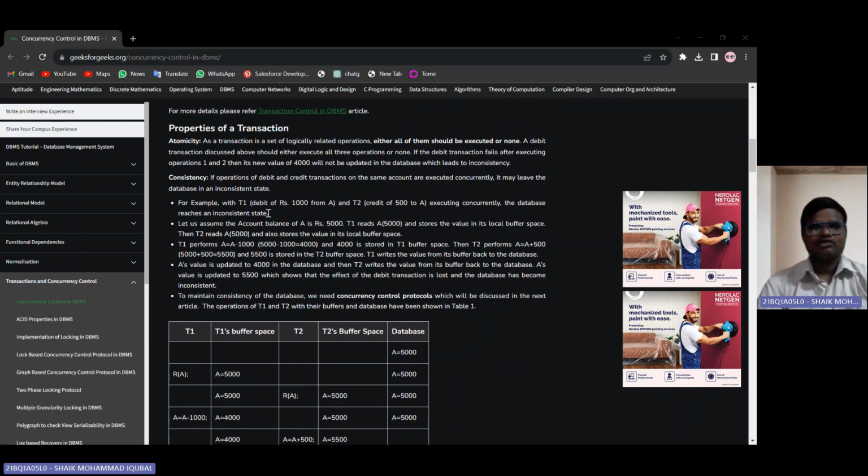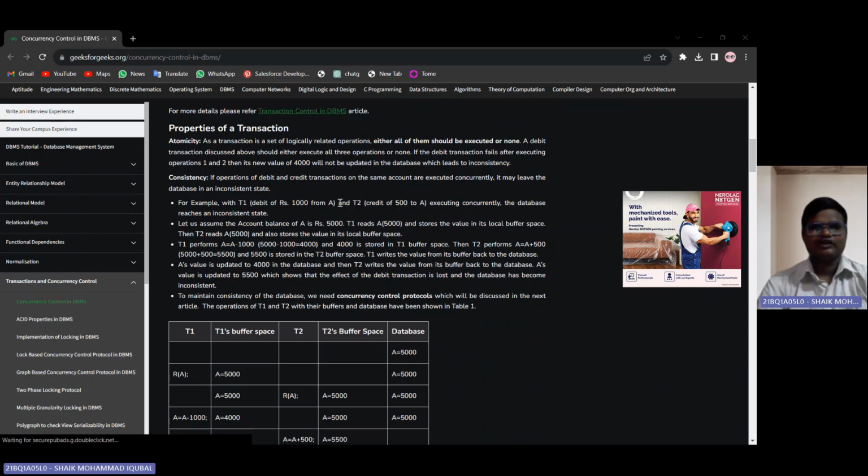T1 performs A equals A minus 1000. 5000 minus 1000 is equal to 4000. 4000 is stored in T1's buffer space. Then T2 performs A equals A plus 500. 5000 plus 500 is equal to 5500, and 5500 is stored in T2's buffer space.